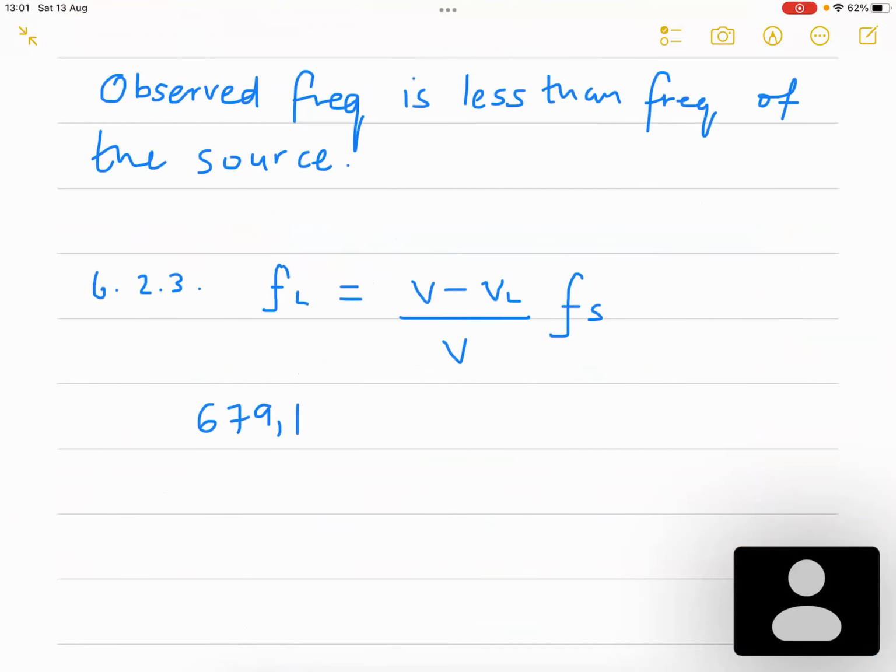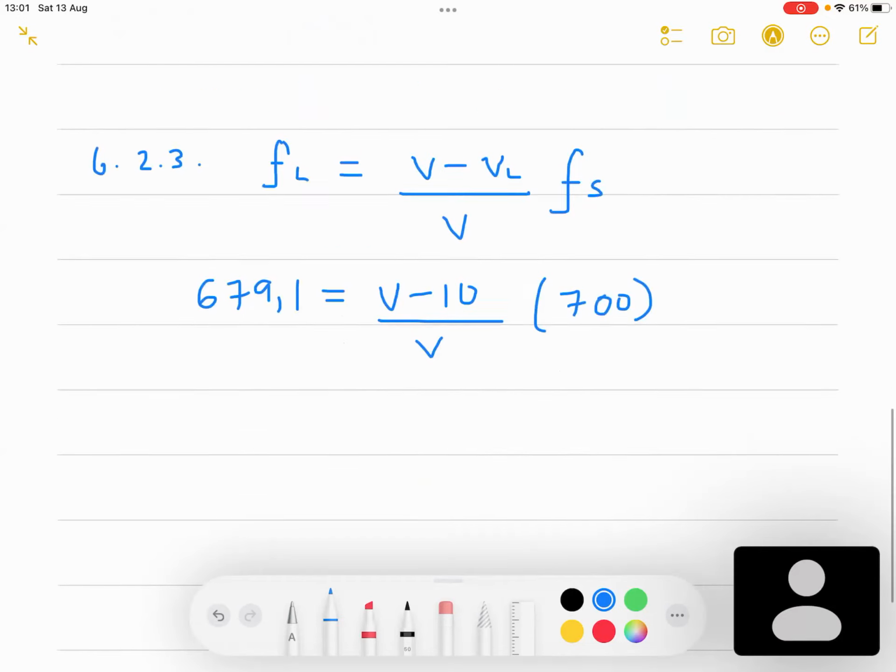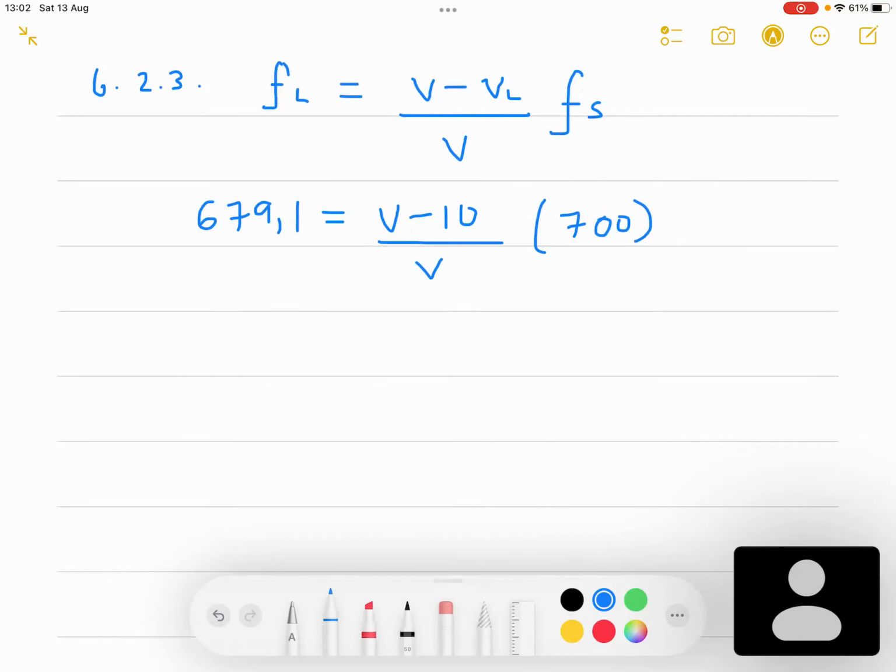Okay, so 679.1 is equal to, and now we don't know what V is because that's what we're trying to calculate. They want us to calculate the speed of sound in air. So it's V minus 10 divided by V, and the frequency of the source is 700 hertz. Okay, so once you've got this part, now you must solve for V. If we just multiply it out here, we can get 679.1 V is equal to 700 V minus 7,000.